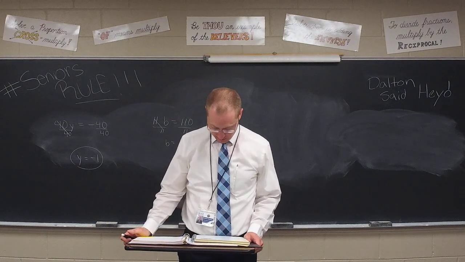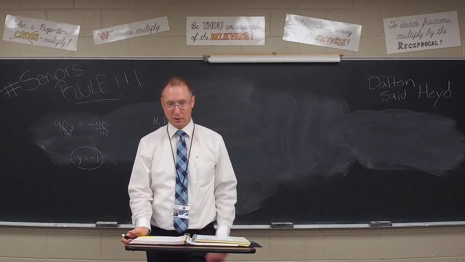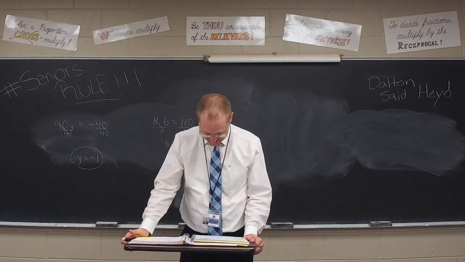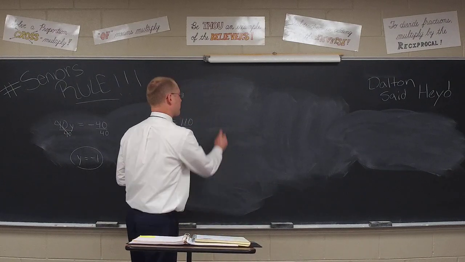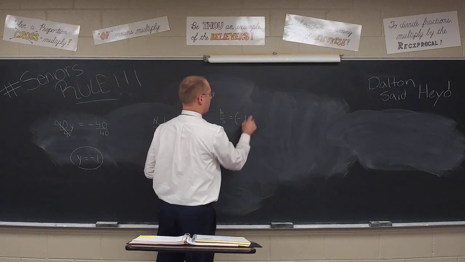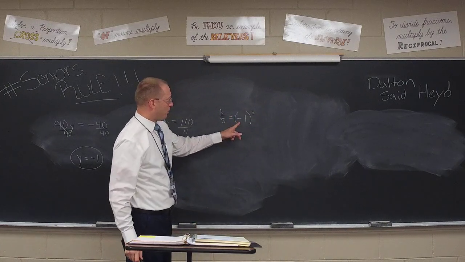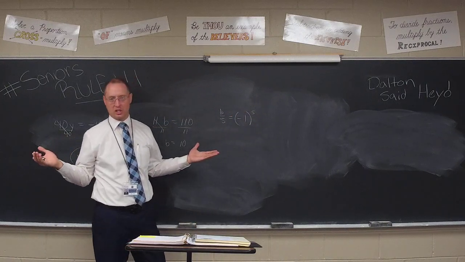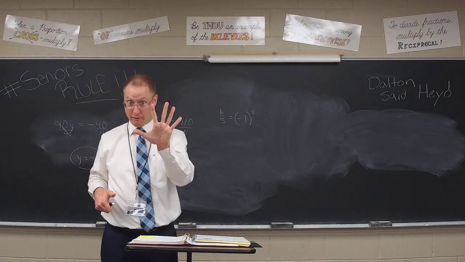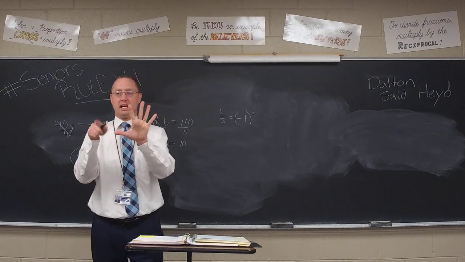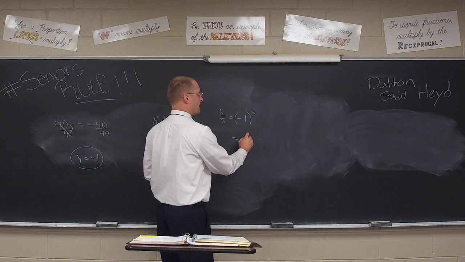Let's see, number 5. What did you get, Bryson? B equals negative 5. Negative 5, excellent job. Remember that negative 1 to the 5th power. Well, negative 1 to the 5th power means we have how many negative 1s, class? 5 of them, which means we have how many negatives? 5, right? And an odd number of negatives gives us a negative.